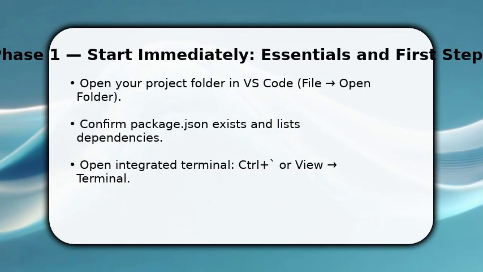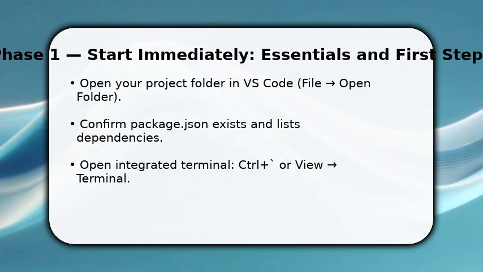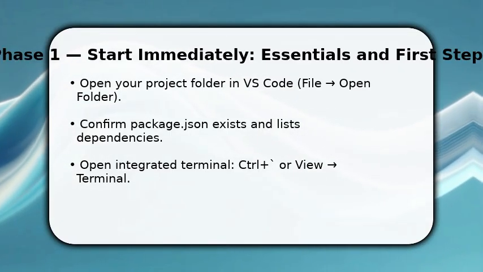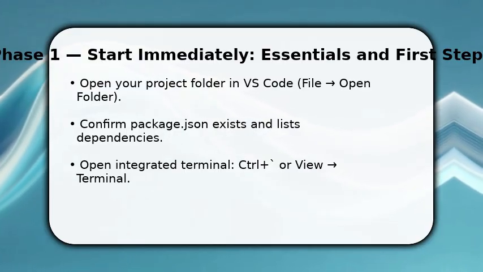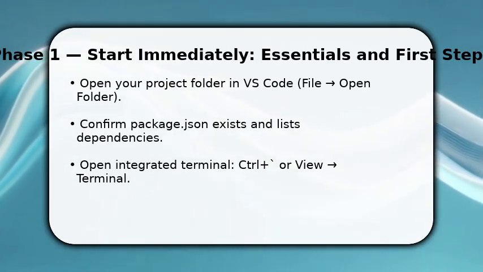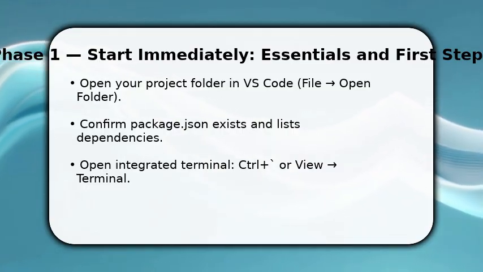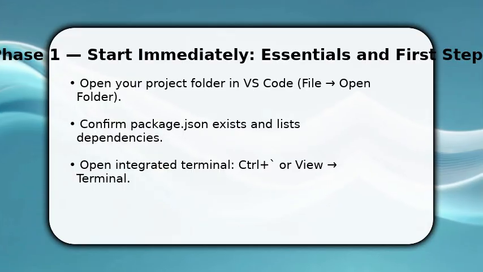You begin by opening the project folder in VS Code so the editor knows your workspace, and then open the integrated terminal. Once done, verify package.json exists because npm or yarn reads that to install node modules. You run the first install command now, npm install or yarn install.